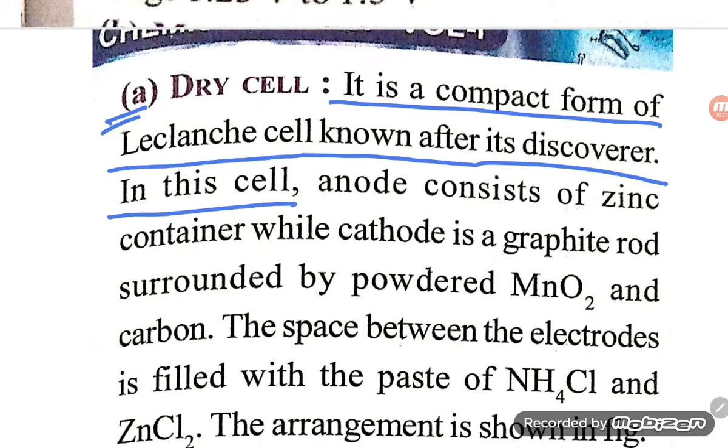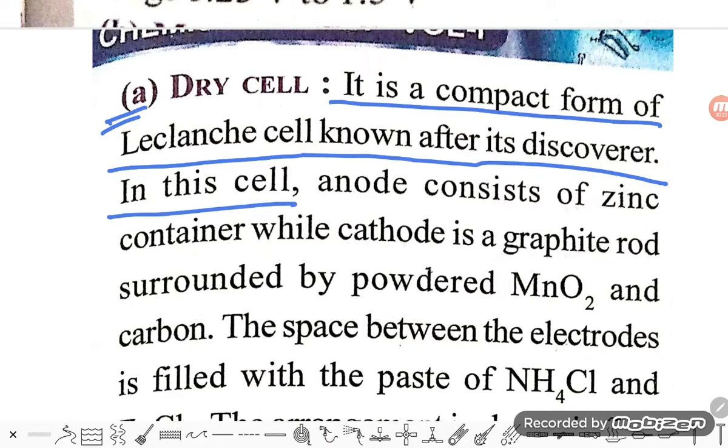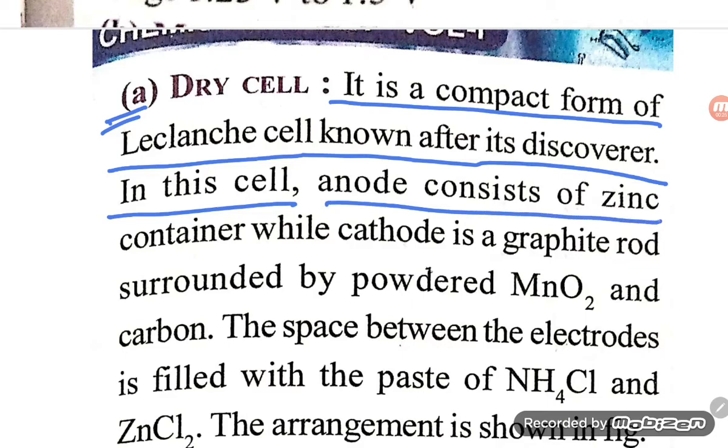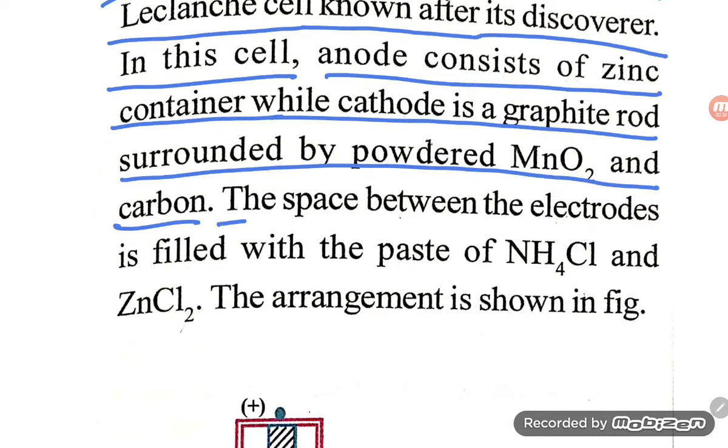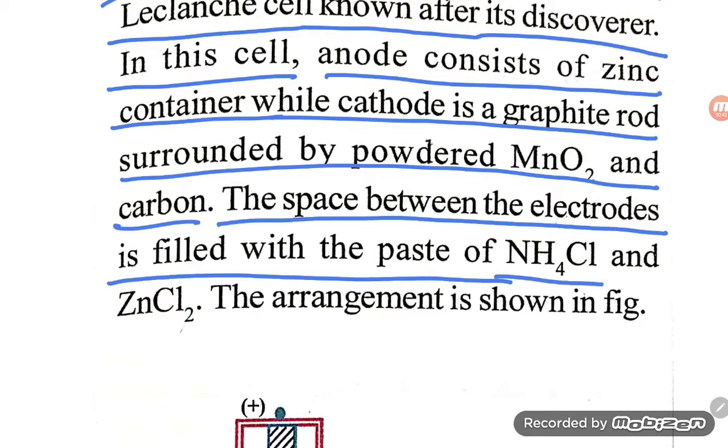What is happening in this cell? Let us try to understand. The anode consists of a zinc container, while the cathode is a graphite rod surrounded by powdered MnO2 and carbon. The space between the electrodes is filled with a paste of NH4Cl and ZnCl2. The arrangement is shown in the figure.